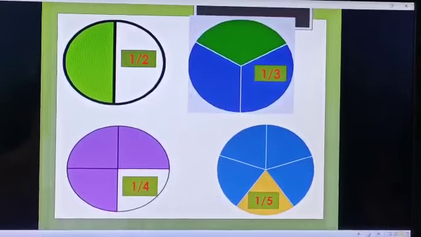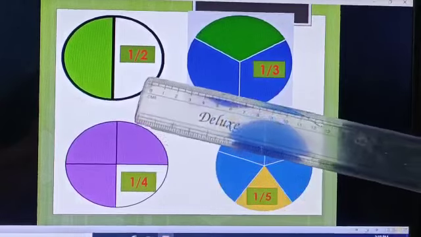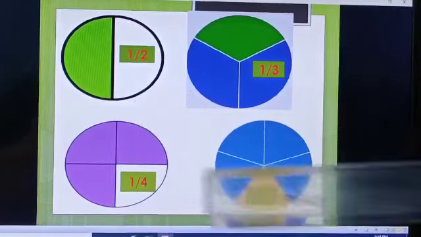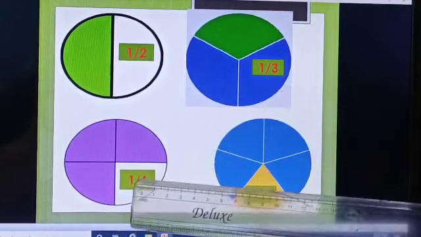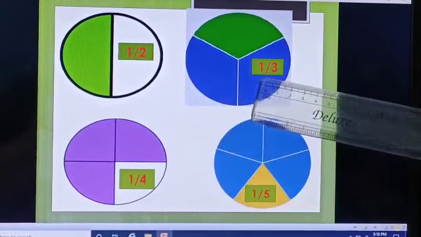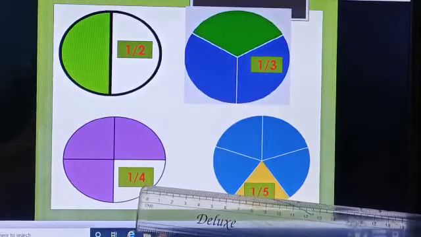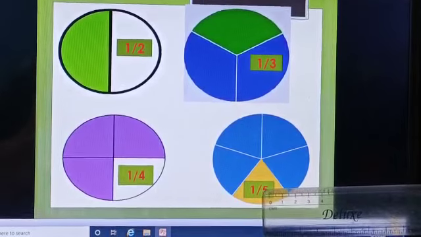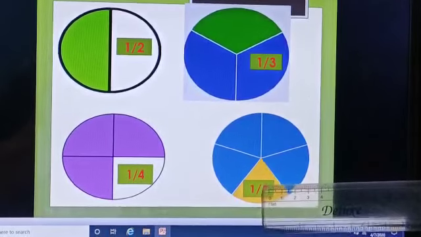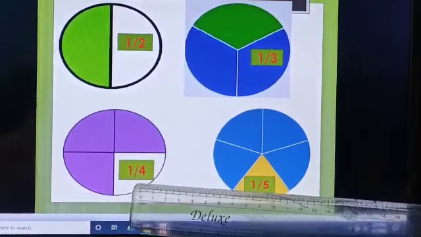Students, when we carefully observe the circles, we see that the part marked 1 by 2 is bigger than the part marked 1 by 3. When we compare these two circles, the part marked 1 by 3 is bigger than the part marked as 1 by 4. The fourth one, we see the part is marked as 1 by 5, which is again smaller than the part marked 1 by 4.